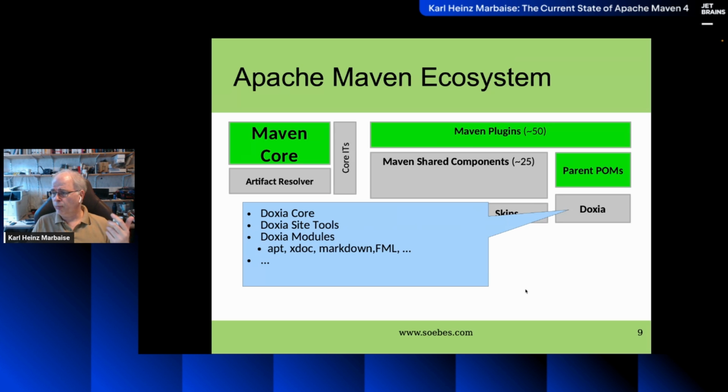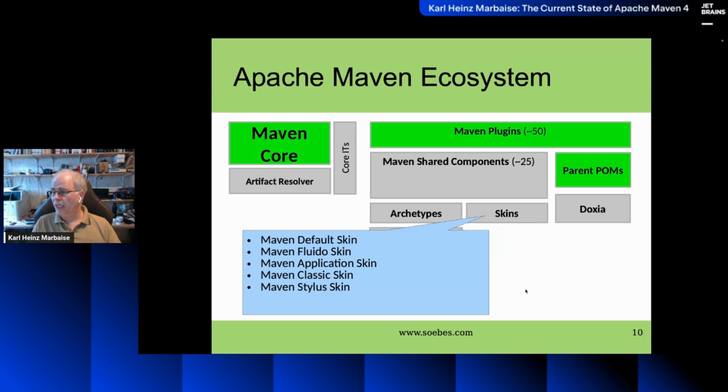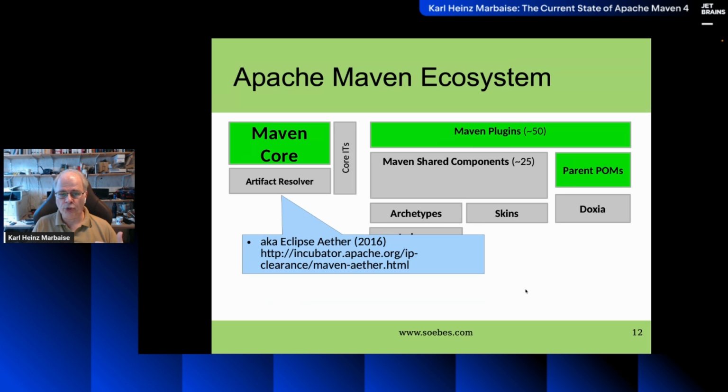You can also get support for AsciiDoc via the external AsciiDoctor Maven plugin, which is not maintained by us. We also have some skins, which define how the site looks. We have different ones you can select. We also have some archetypes, which are maintained to make an easy template setup for projects possible.